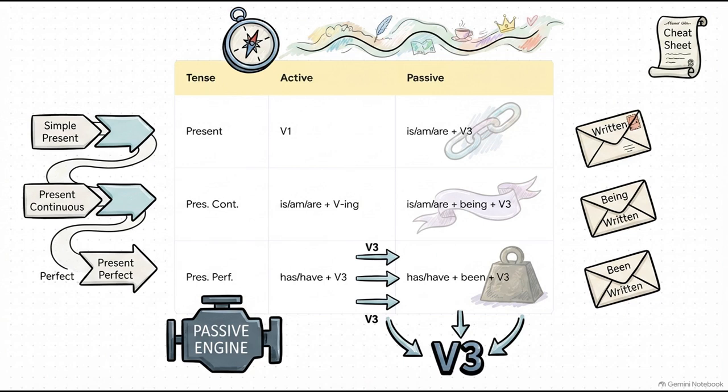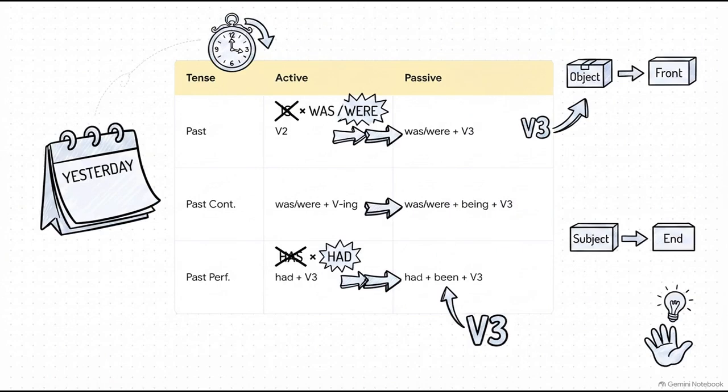A letter is written. A letter is being written. A letter has been written. The word written never, ever changes. That V3 is the unbreakable anchor of the passive engine. And look at what happens when we talk about what happened yesterday, moving seamlessly over to the past tenses. The exact same mechanical structure is beautifully preserved. The only thing that shifts here is the helping verb. Is simply becomes was or were. Has becomes had. But the rest, you still move the object to the front, you still drop in the V3, and you still put the subject at the end. Once you learn that core pattern, you've essentially mastered it for every tense.